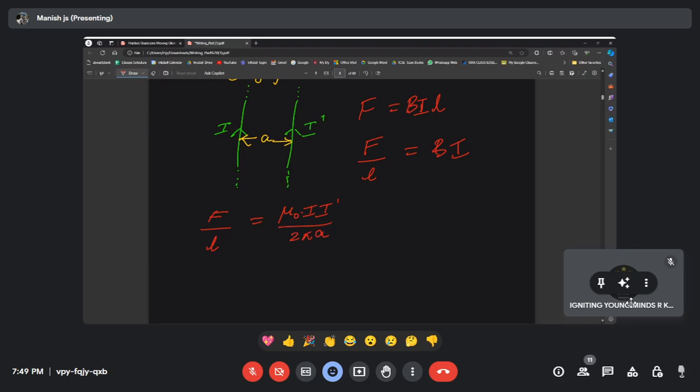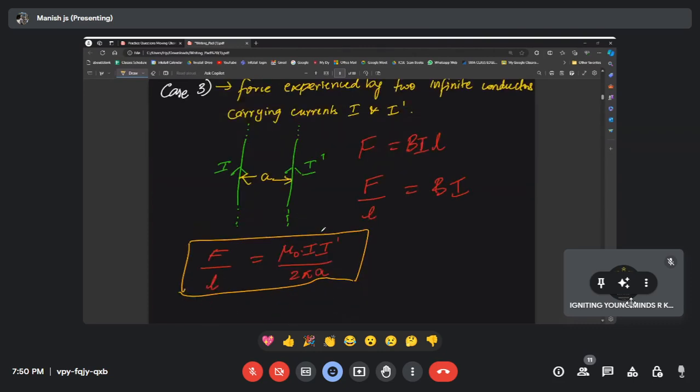So this is the force acting per unit length when two conductors carry currents and are separated by a distance of A units or R units, whatever it might be. This is the relation for force acting per unit length, so you will make use of this. Now when you make use of this, you can solve the first question which I have given in the practice questions of moving charges and magnetism. That is this concept only, so you make use of this and you will get the answer.